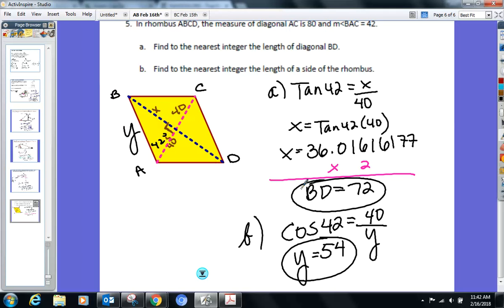Done. And we should have 54. 54? What did you do? I did 72 squared plus 42. No, Justin. 72 is your full diagonal. Oh, you wanted to use the 36. Okay. You guys do it. Finish it right though.